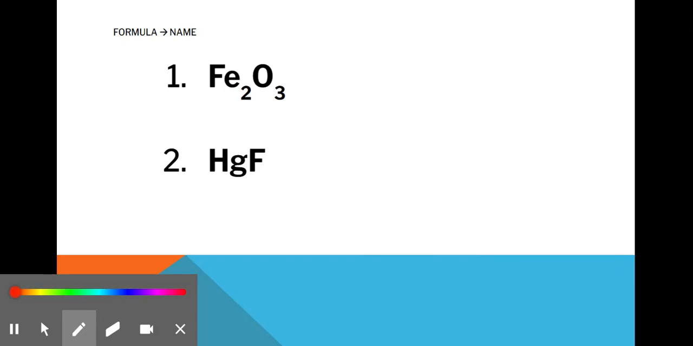Try these two. Fe2O3, HgF, meaning the names of those two. When you reverse crisscross, you find that iron gets a charge of +3, oxygen a charge of -2. Oxygen is supposed to have a charge of -2, so the charge of +3 on iron is correct.